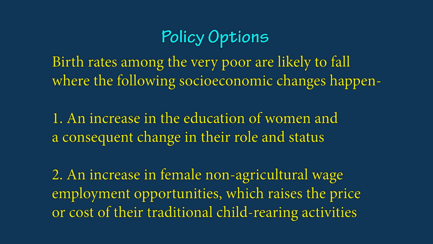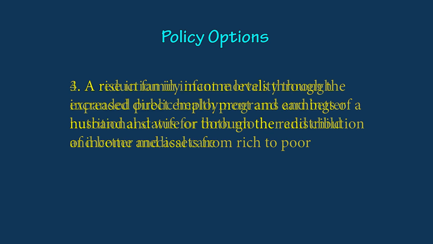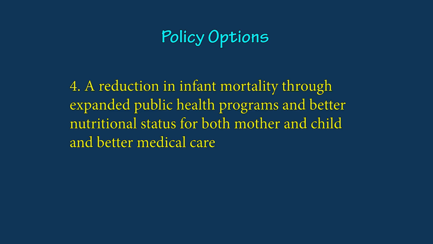Number one, an increase in the education of women and a consequent change in their role and status. Number two, an increase in female non-agricultural wage employment opportunities, which raises the price or cost of their traditional child rearing activities. Number three, a rise in family income levels through the increased direct employment and earnings of husband and wife, or through the redistribution of income and assets from rich to poor. Number four, a reduction in infant mortality through expanded public health programs and better nutritional status for both mother and child and better medical care.